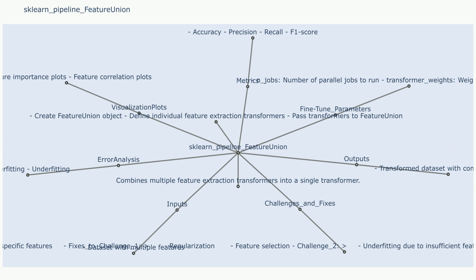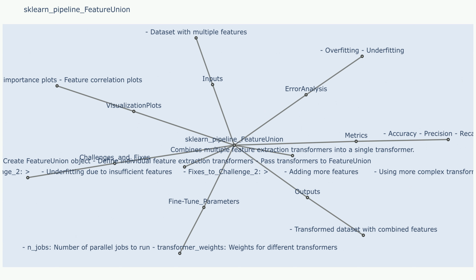Visualization plots. Visualization plot 1: Visualization plots would be related to the data transformed by FeatureUnion. You might use plots like histograms or scatter plots to visualize the distribution of the combined features to understand how FeatureUnion impacts the data.